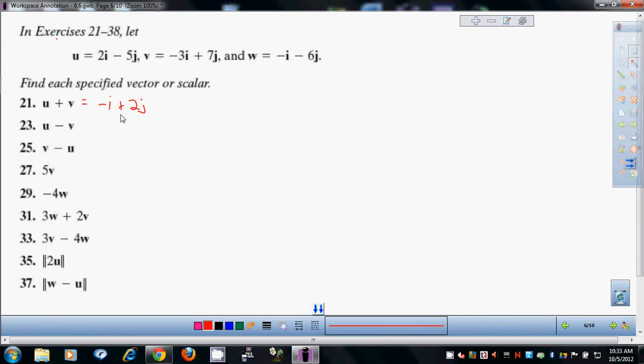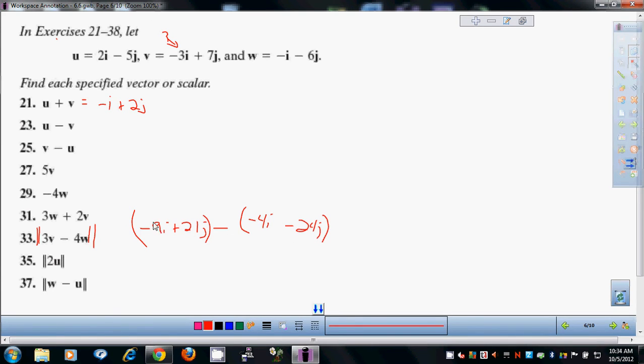I'll take your 37 and I'll raise you a difficulty. Let's do that same kind of thing, but up here. That way we're doing everything at once. 3 times v. So you're literally going to take 3 times vector v. So that's going to be negative 9i plus 21j, minus 4 times w. So that's negative 4i. Oh, well, I left out my minus, but I like what you're thinking. Minus 24j.